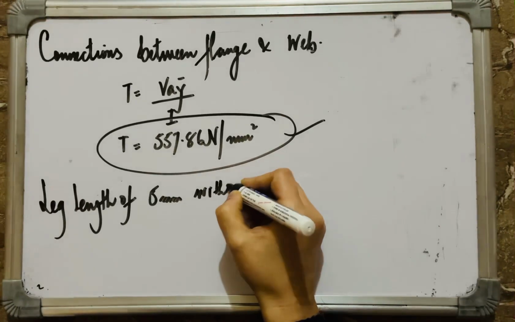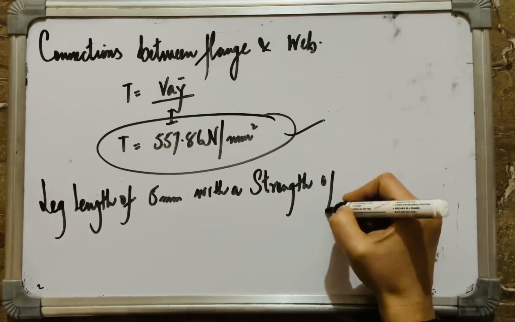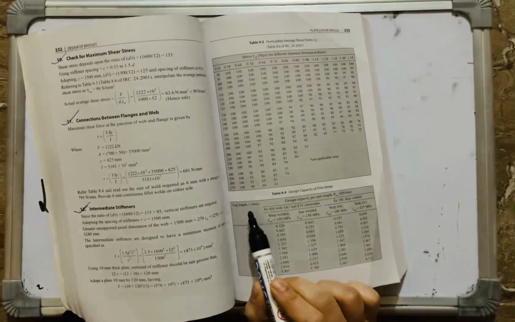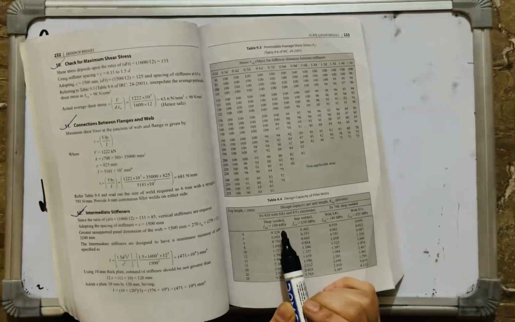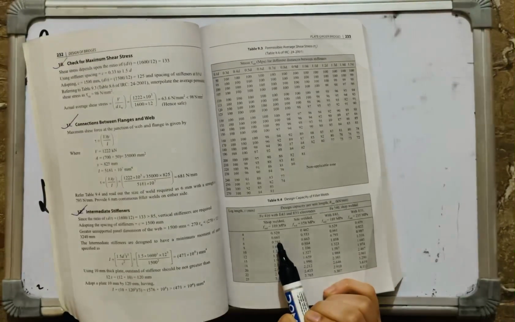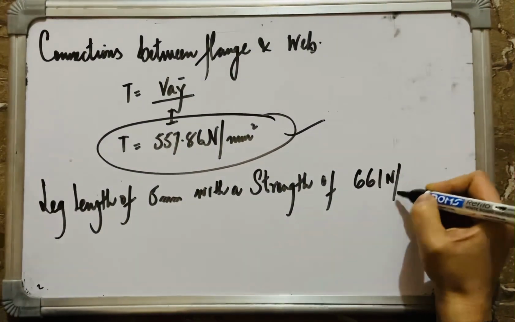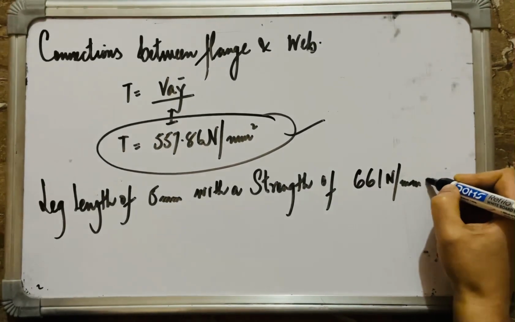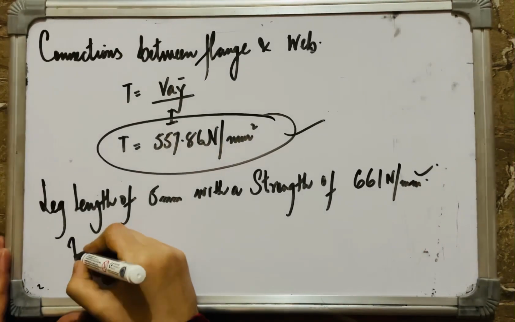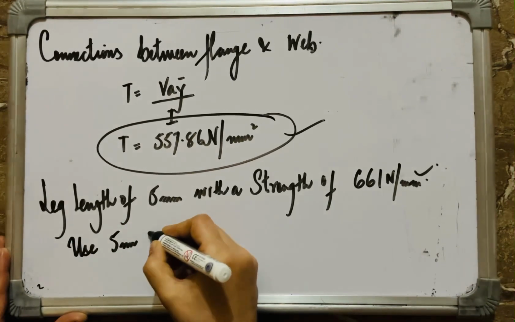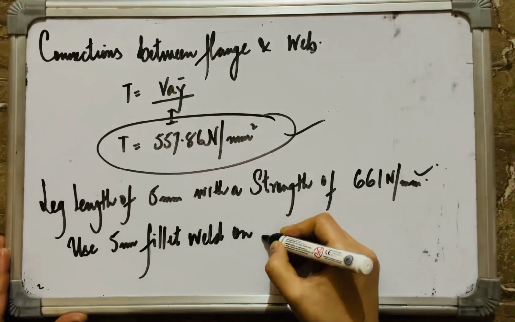with a strength of how much in the table? If I provide a leg length of 5 mm, my design capacity of fillet weld for shop welded weld is 0.661 kilonewton per mm, that is 661 Newton per mm. All right. So I'll use a 5 mm fillet weld on either side.